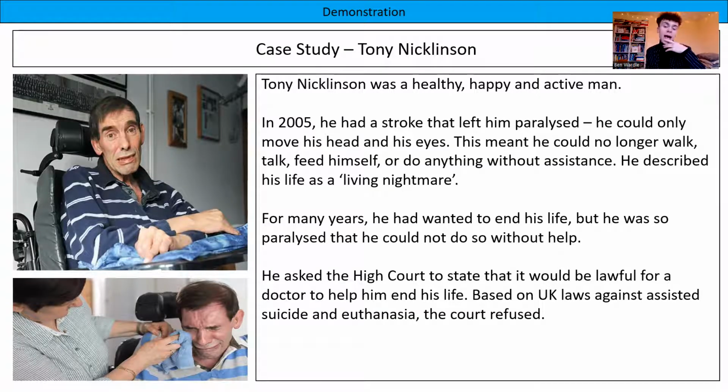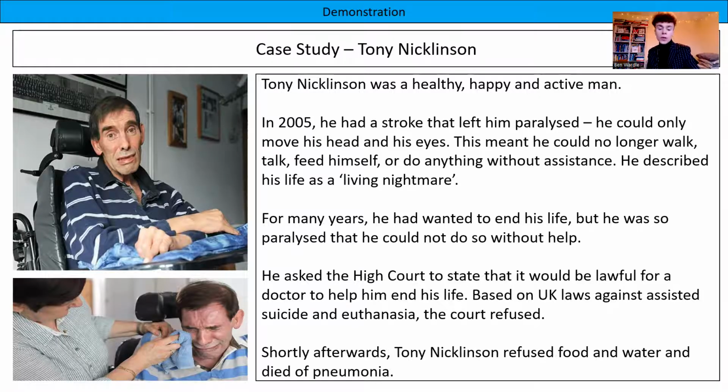So he asked the High Court to state that it would be lawful for a doctor to help him in his position to end his life. However, based on UK laws against assisted suicide and euthanasia, the courts refused. So his case was taken to the High Court, it was considered, but they said because of the UK laws we have against assisted suicide, even in your position, even though this is your request, that is not going to be allowed. We are refusing this request.